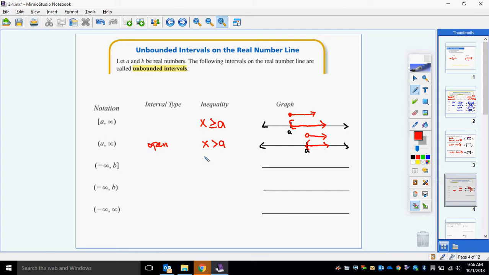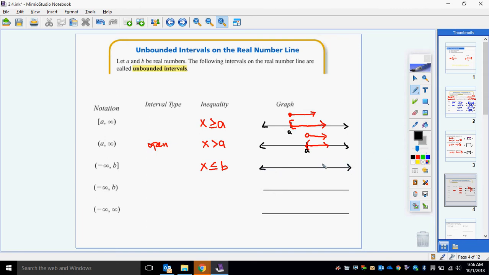And the next one, -infinity, b. So that's telling you where your solutions are, anywhere from negative infinity up to b. So your solutions for x have to be those numbers that are less than or equal to b, because b is included as a solution. Your solutions go less than b and all the way to negative infinity.